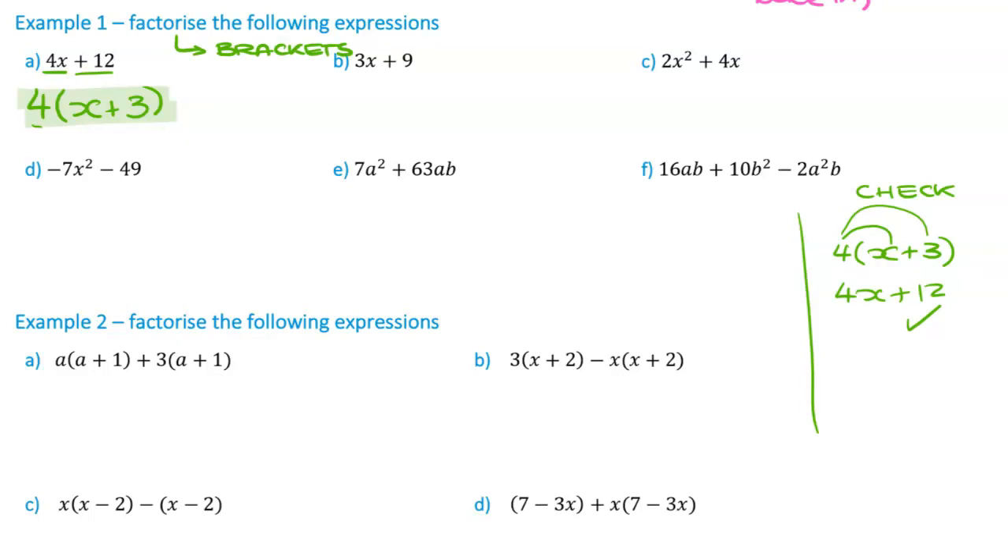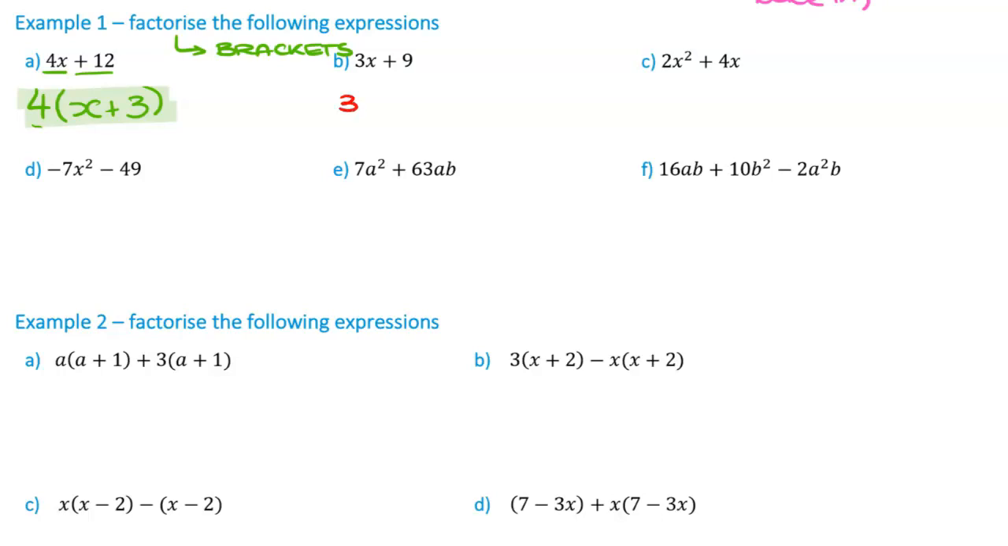Okay, let's look at the next one. We've got 3x plus 9, and we want to find the highest common factor first. Looking at our values here, I notice that 3 is the biggest number that goes into both terms. What needs to go inside the brackets is x plus 3, because 3 times x gives us the 3x we needed, and 3 times 3 gives us the 9 we needed.